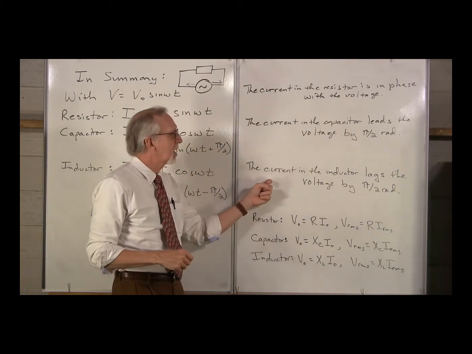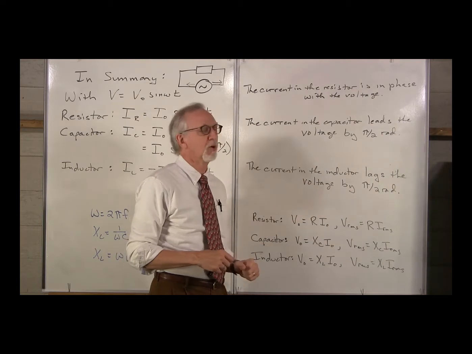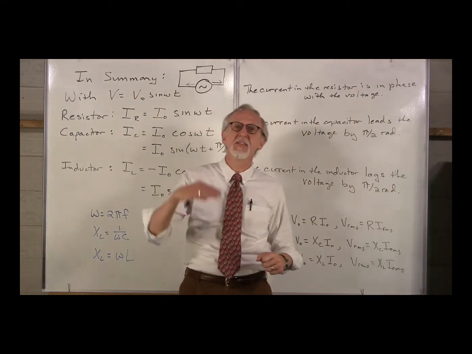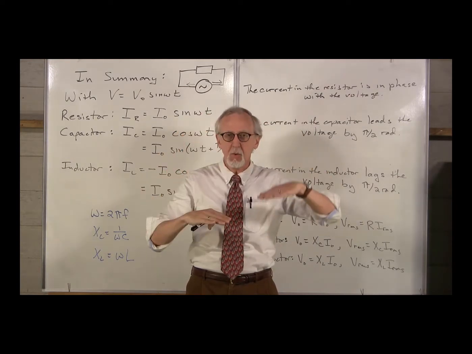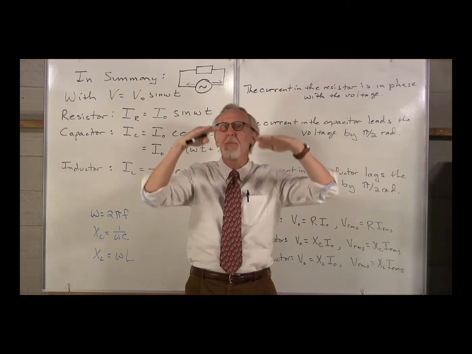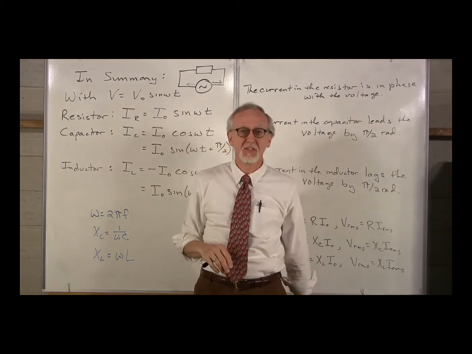For the inductor, the current in the inductor lags the voltage by pi over 2. So in this case, the current is behind the voltage, and the voltage is always in the lead by pi over 2, or 1/4 of a cycle. Very good.